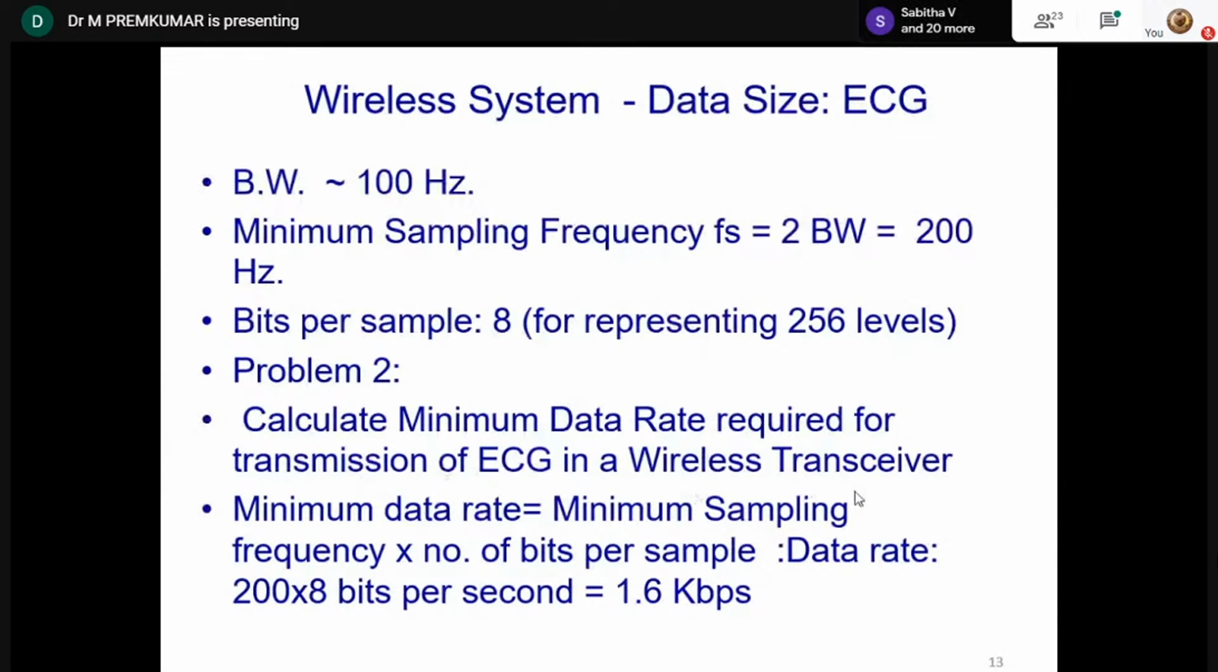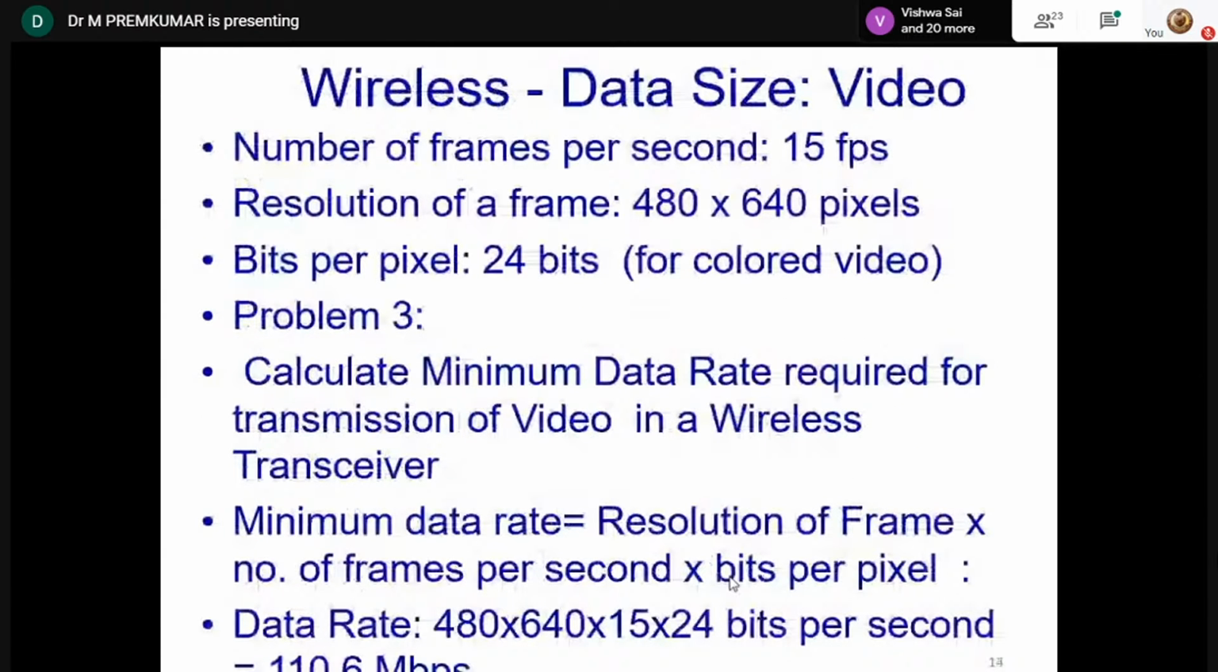The minimum data rate is the product, just as we have seen for the earlier case. The data rate is the bandwidth into the number of bits per sample considered. So it comes to around 1.6 kilobits per second. Then our topic of interest, that is machine vision, that is video.